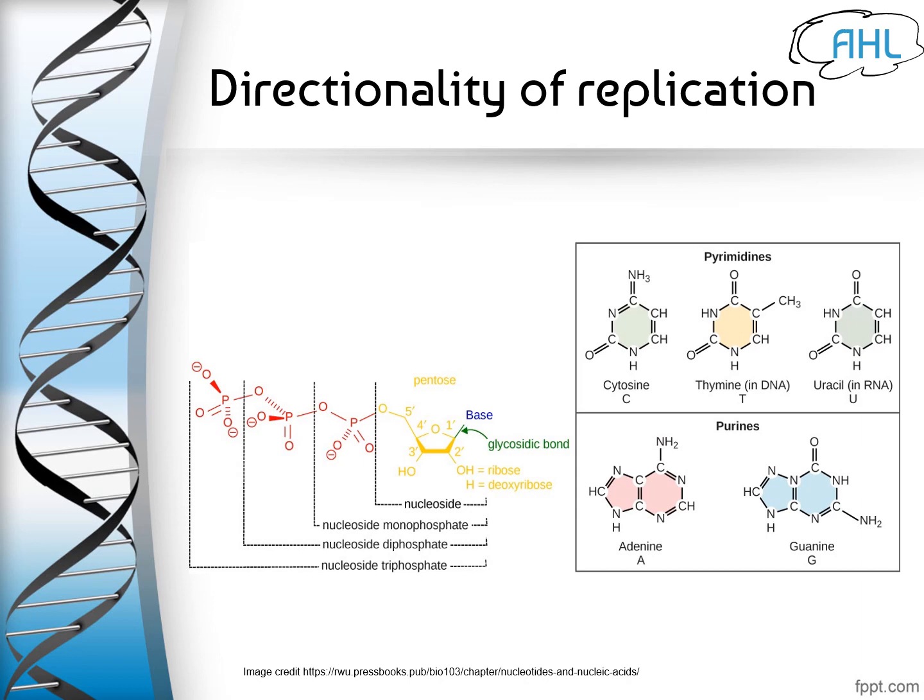We're going to talk here about the directionality of replication. Remember that in biochemistry and organic chemistry, we love to count the carbons. So here is our ribose or deoxyribose sugar. Ribose has the OH. Deoxyribose would only have an H here. And we count our carbons, carbon number 1, carbon number 2, 3, 4. Carbon number 5 is up here attached to our phosphate groups.